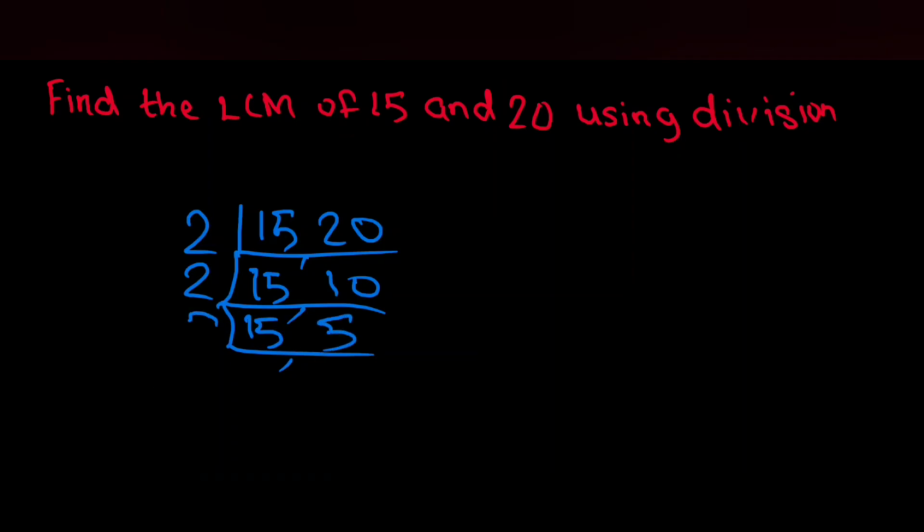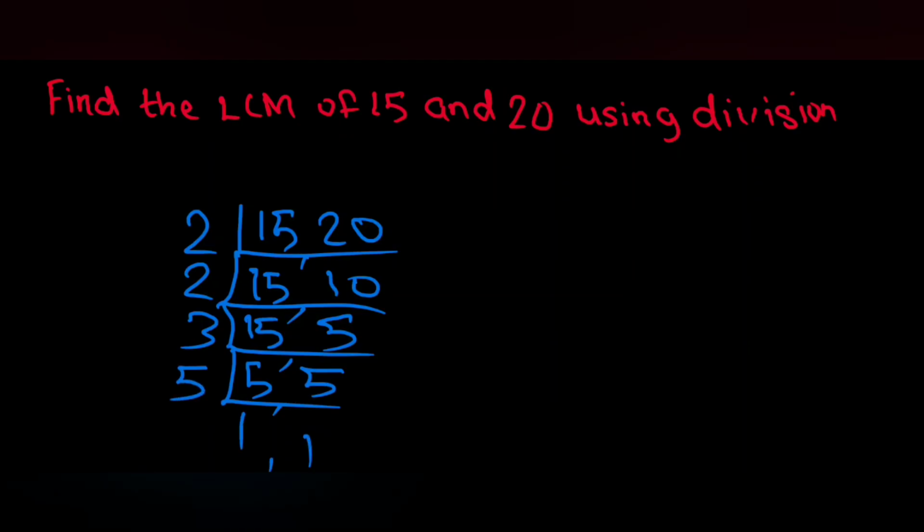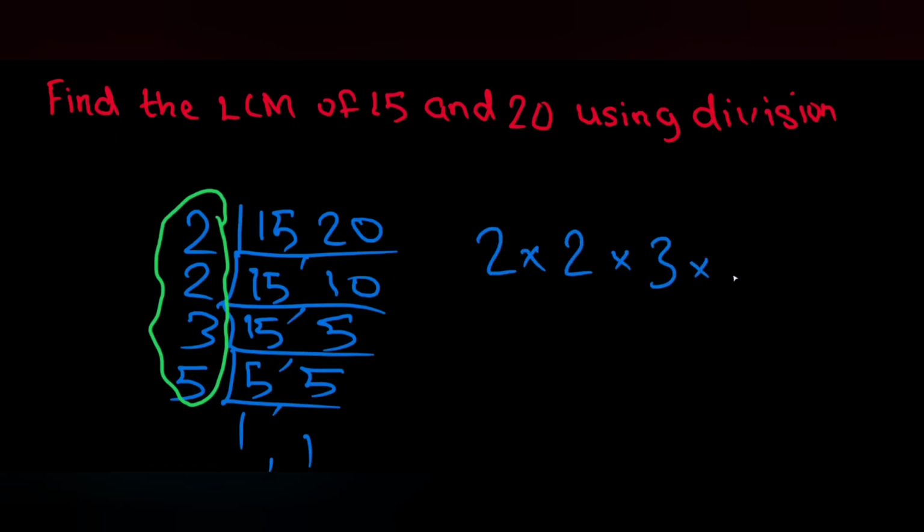15 can be divided by 3, so we write here 3. 15 divided by 3 is 5. 5 can only be divided by 5, and we get 1, so we can stop. The LCM of these numbers is the multiplication of this. So 2 into 2 into 3 into 5, which is 60. So the LCM of 15 and 20 is 60.